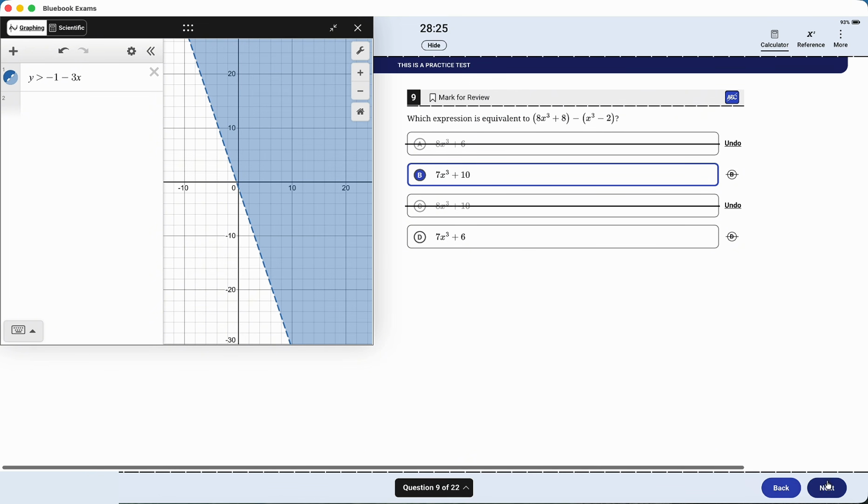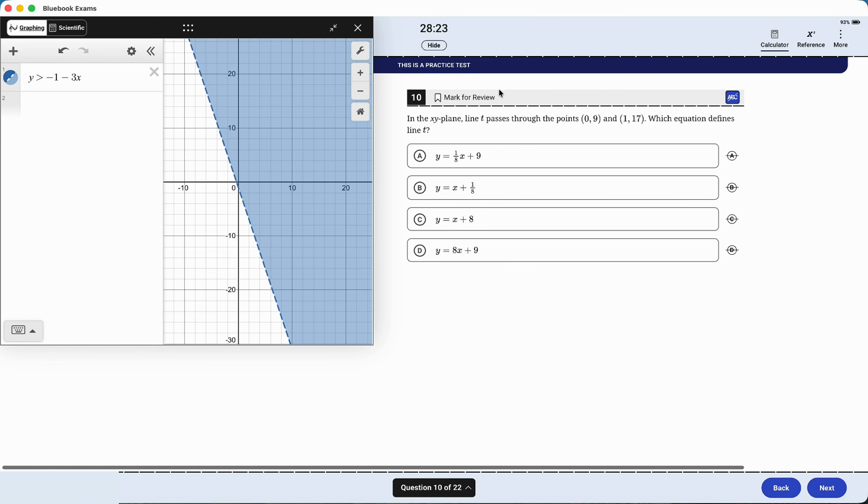So we get 10. So that's it. Next one here, it wants a line T that passes through these 2 points. What equation? Oh, this is a great one for Desmos.